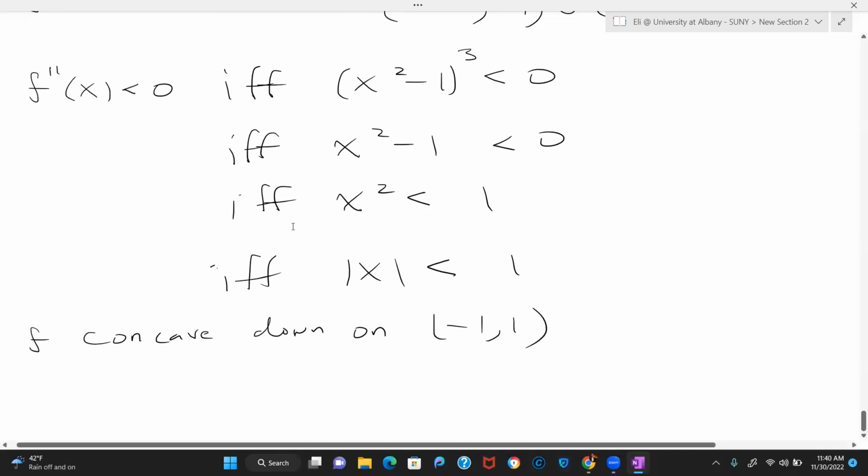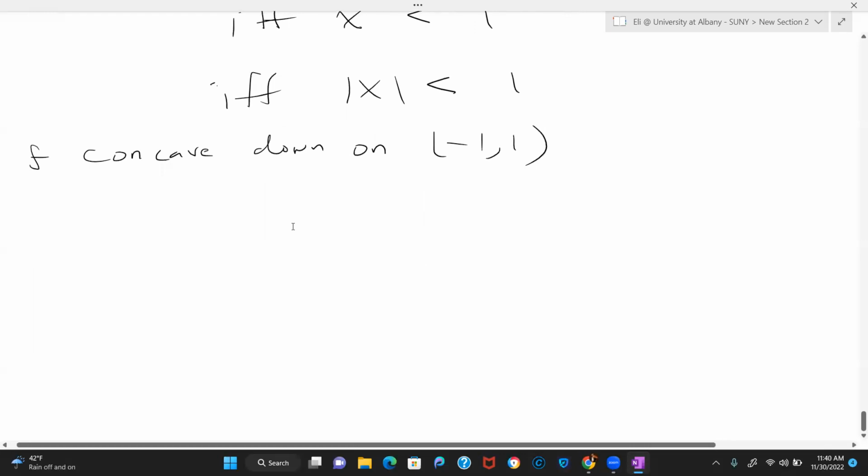All right, so we have concavity changes at one and negative one. An inflection point is where the concavity changes and it's in the domain of the function, but negative one and one are not in the domain of the function. So it has no inflection points.